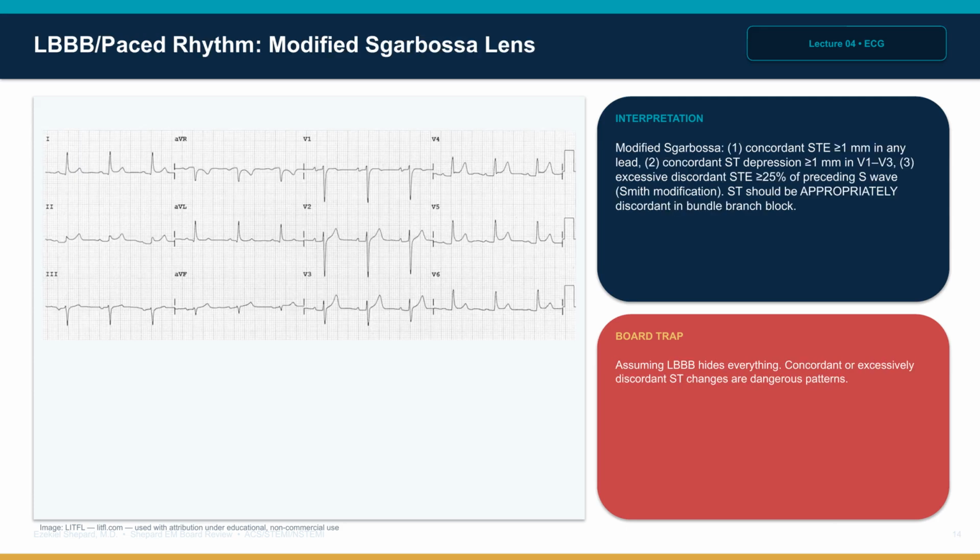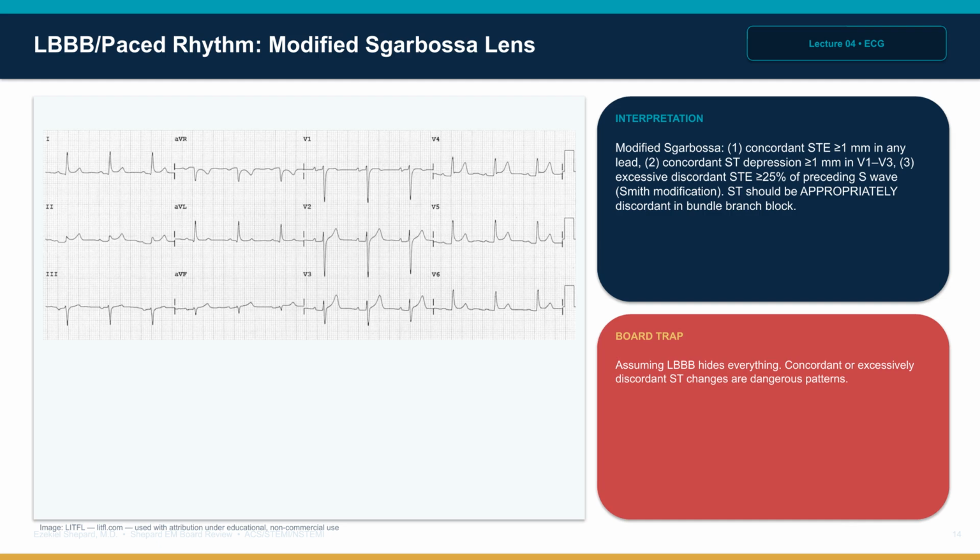Left bundle branch block and paced rhythm make ischemia harder, but not impossible. The Sgarbossa criteria look for 3 findings. First, concordant ST elevation of at least 1 millimeter in any lead. Second, concordant ST depression of at least 1 millimeter in V1, V2, or V3.